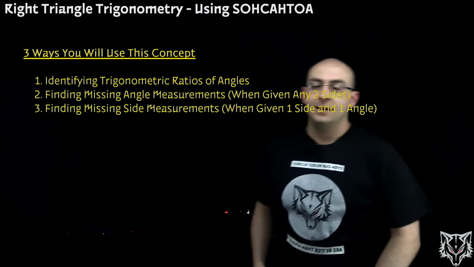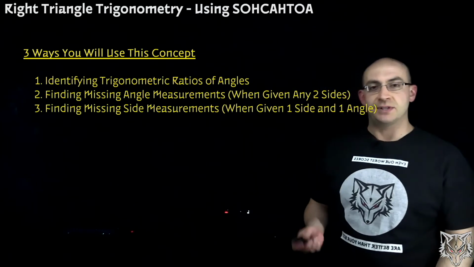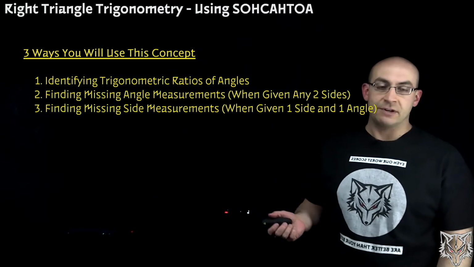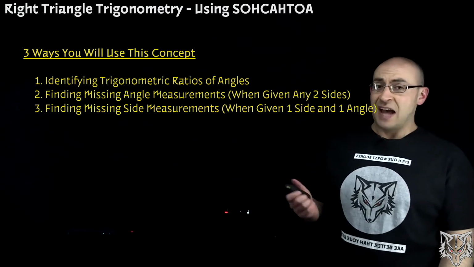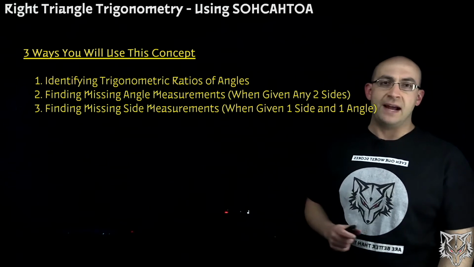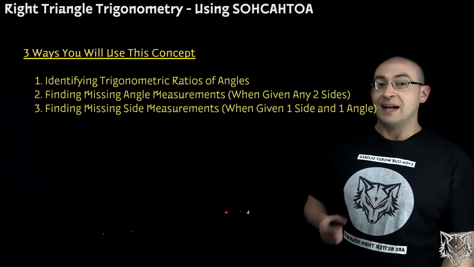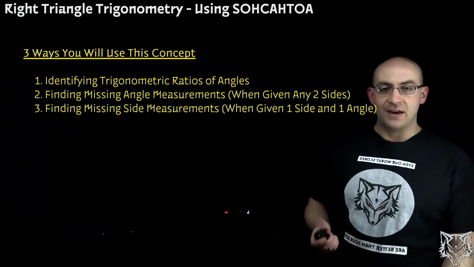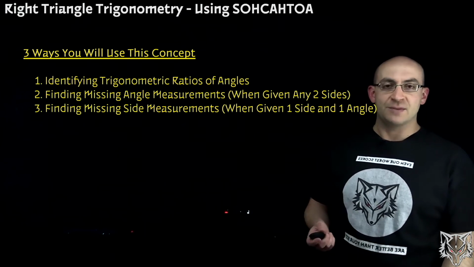Hey everybody, today I want to talk about right triangle trig, specifically SOHCAHTOA. There are three ways you're going to be able to use this concept in trigonometric ratios. One is to find those ratios from a set of side measurements. Two, to find missing angle measurements. And three, to find missing side measurements.